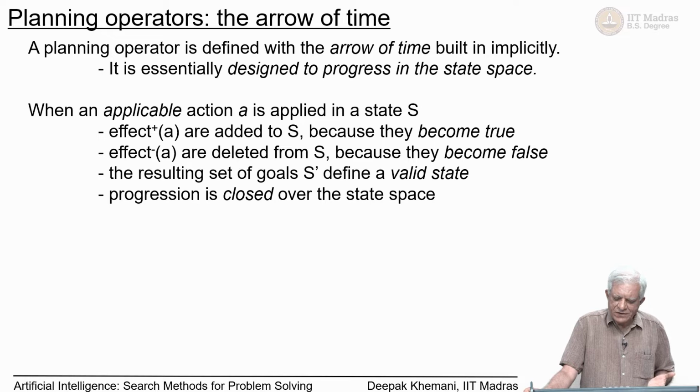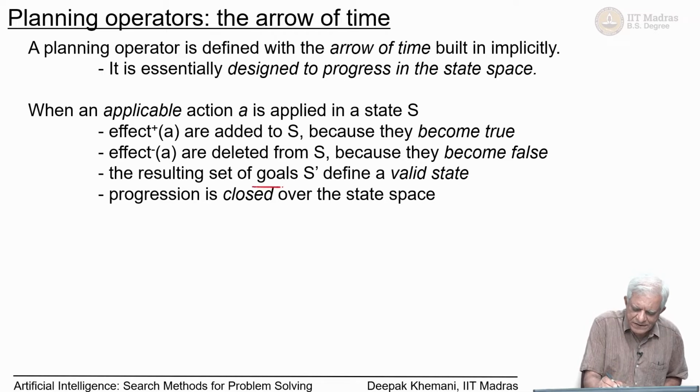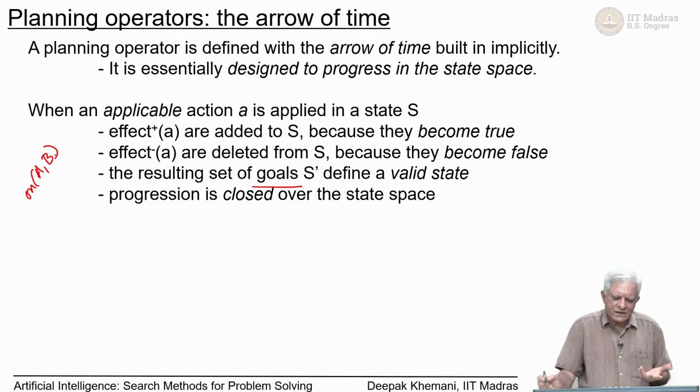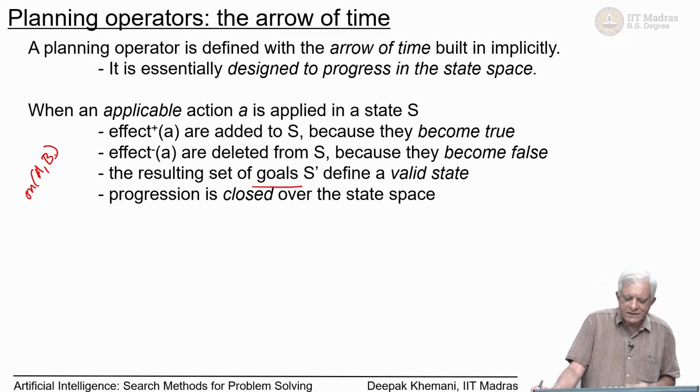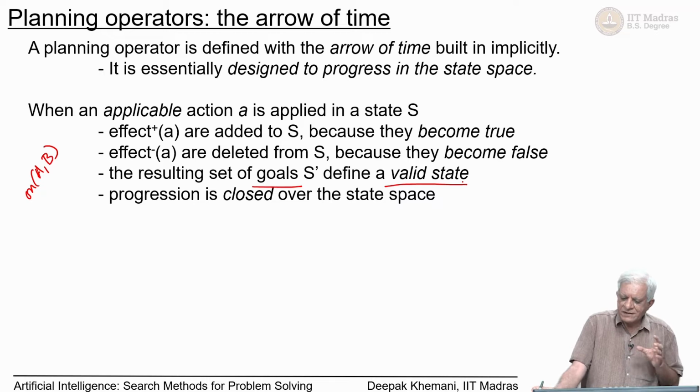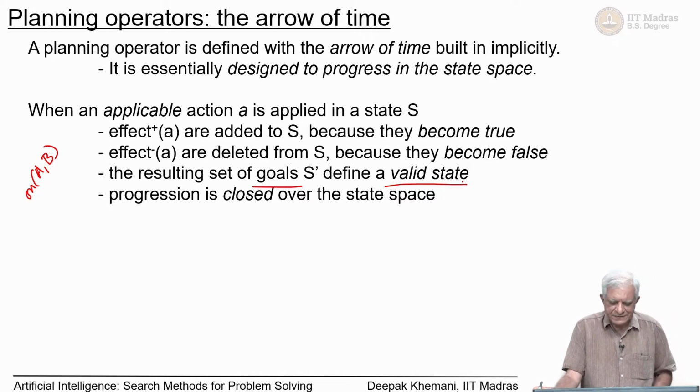And the resulting set of goals S defines a valid state. So, we are using the term goals here. When we talk about things like on A B, for example, we have been calling them predicates, but the planning community also calls them goals essentially. So, we will use the terms interchangeably. The resulting set of goals or predicates S prime, which we get after progression, actually defines a valid state. That is the important point: when you apply an action, what results is a state essentially, and in that sense progression is closed over the state space, that you can only go from one state to another state.